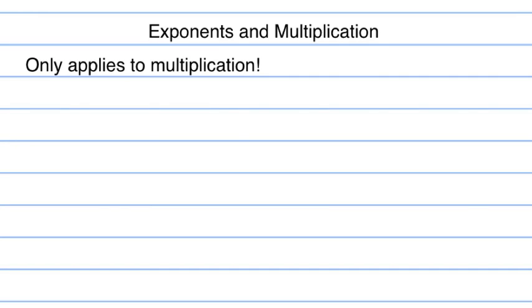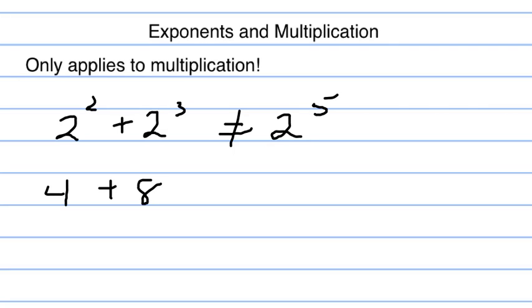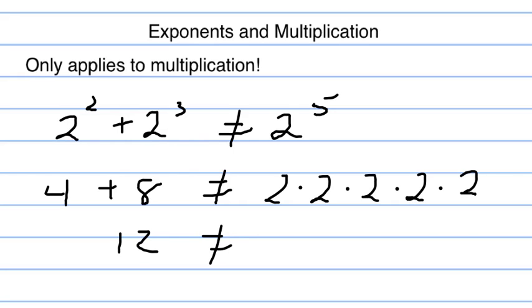Okay, and remember, this multiplication rule only applies to products. It does not apply to the sum of two numbers. And if you look, I have another example. 2 squared plus 2 cubed does not equal 2 to the 5th power. And if you work that out, you have 4 plus 8. And that does not equal 2 times 2 times 2 times 2 times 2. Or in other words, 12 does not equal 32.